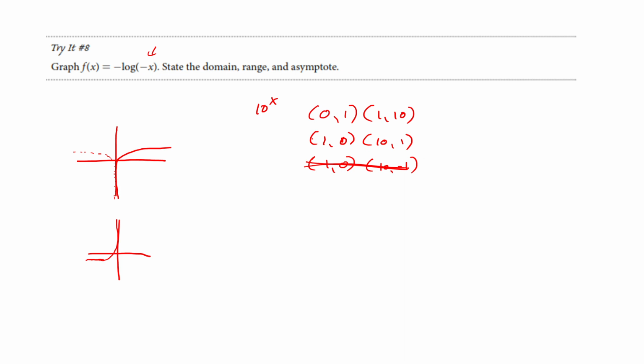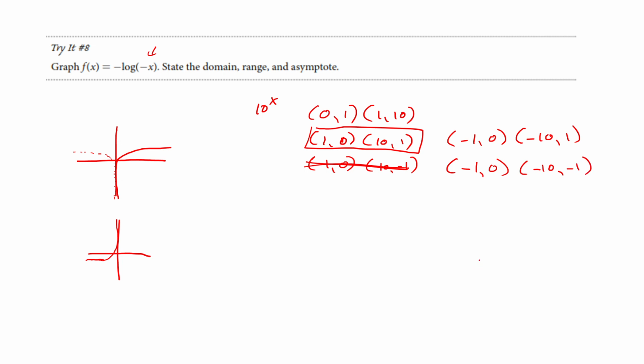Okay, so here are my points for my log base 10, my common log. So this first flip is going to change the values of the x's. So I'd have -1, 0, and -10, 1. So this one is going to make all the x's flip to the other side. And then finally, by flipping it down, we're going to change all the y's to the other side. Now -0 is still 0. So I'd have this. So let me just see, -1, 0 would be there, -10, -1. Yeah, that's a good picture.